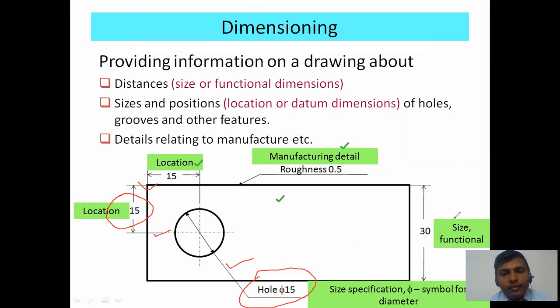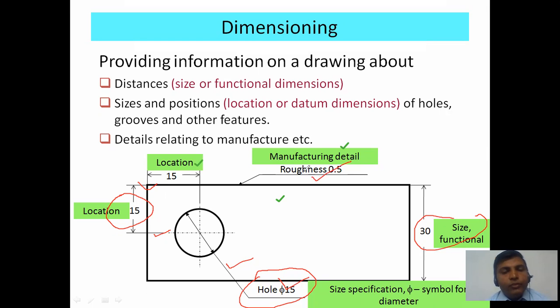Okay. And this is the size dimension, the width of the particular rectangular block. Length and width are nothing but the size dimensions. And this hole is indicated by 5. 5 is the diameter, already we have covered in the previous lecture. And the size of the hole is 15. 15 is nothing but the diameter of the hole, 15 mm. Okay, this is the size dimension and the detailed features of the manufacture.